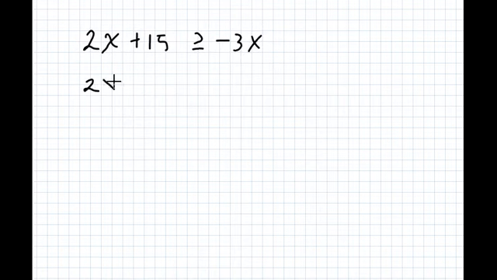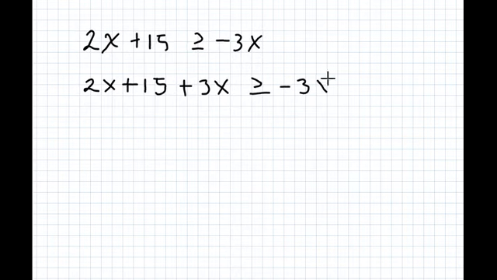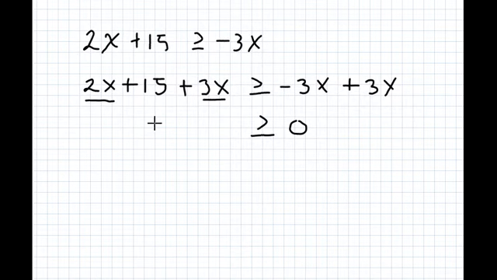So 2x plus 15 plus 3x is greater than or equal to negative 3x plus 3x. As you can see, the negative 3x and plus 3x, that's going to disappear, and we're going to be left with a 0 here. Let's go ahead and collect our like terms up. Our like terms are 2x and 3x, and so that becomes 5x and plus 15.